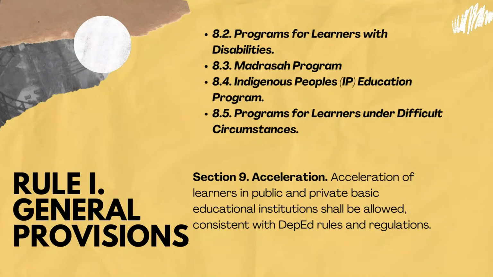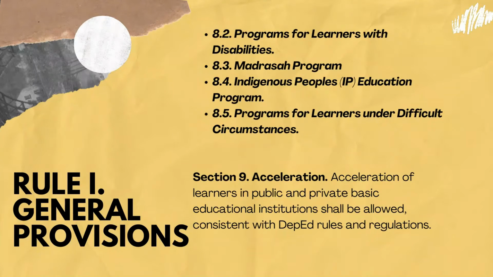And lastly, programs for learners under difficult circumstances. This refers to the timely and responsive programs for learners under difficult circumstances, such as but not limited to geographic isolation, chronic illness, displacement due to armed conflict, urban settlement or disasters, child abuse, and child labor practices.